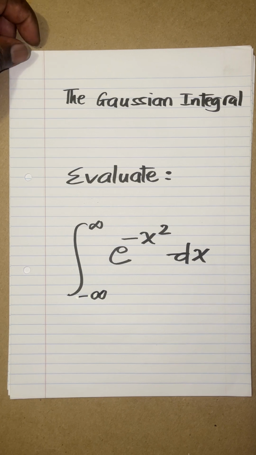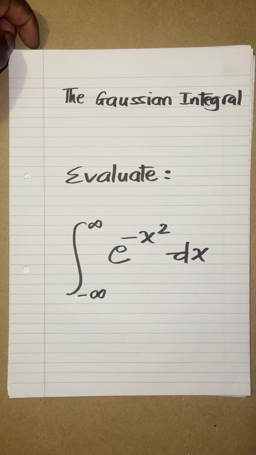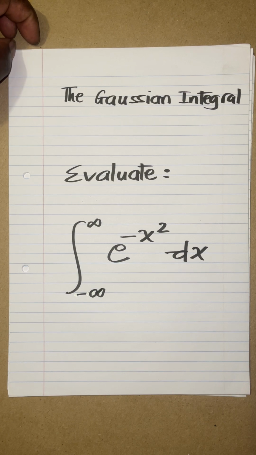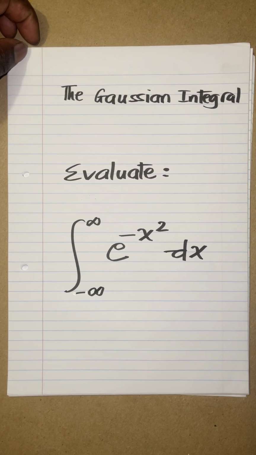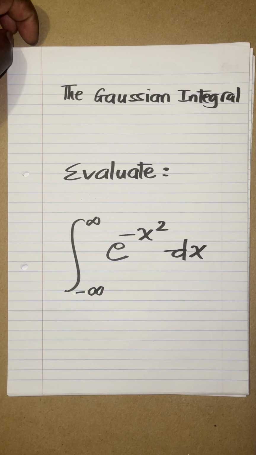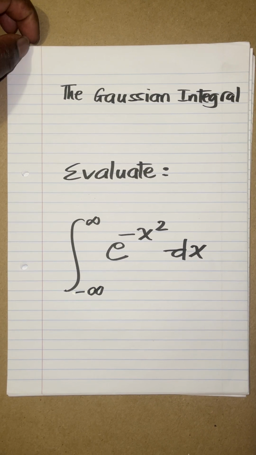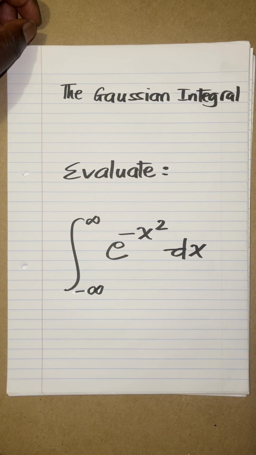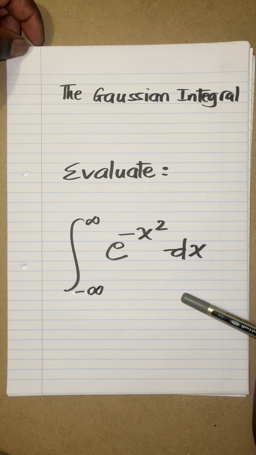In this video, I'll be evaluating the famous Gaussian integral, which is the integral from negative infinity to positive infinity of e to the power minus x squared dx, as you can see here. Now, this is one of the most difficult integrals that you will have come across. There are many techniques, what we call non-elementary techniques, of evaluating this integral.